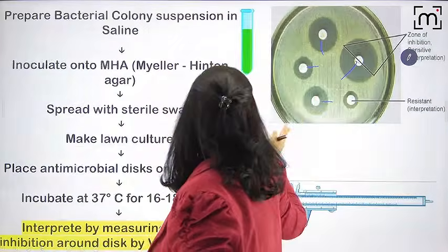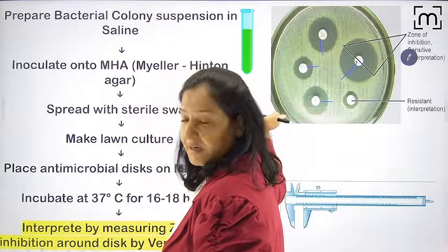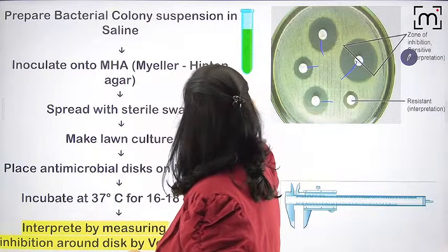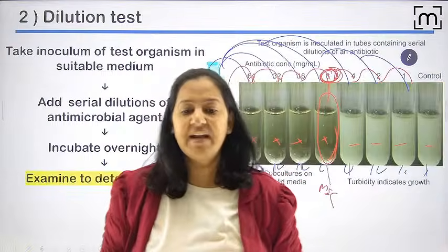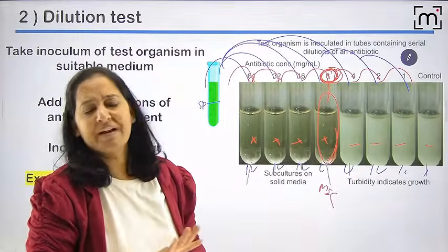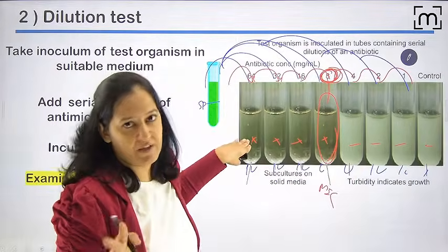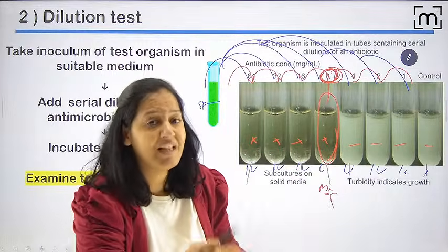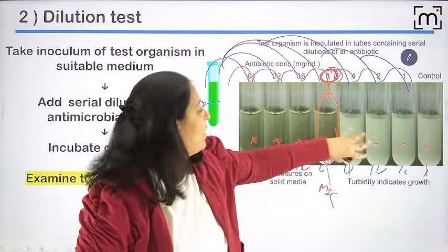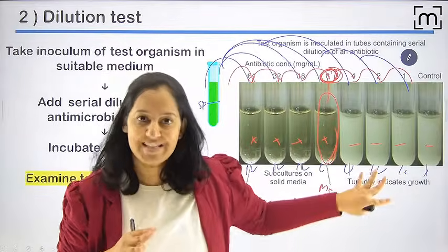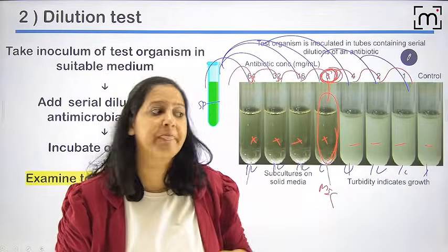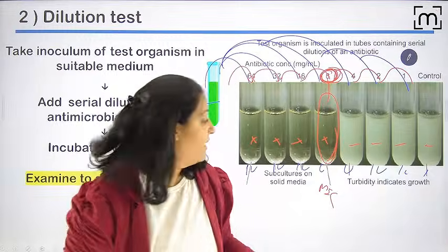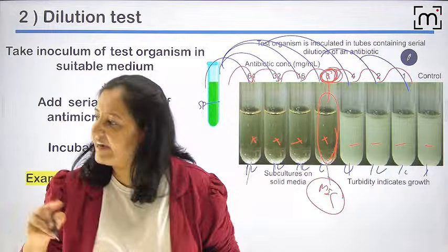So in the first method we can't tell MIC. In that method, we just tell whether the bacteria is sensitive or resistant. Here, if the bacteria is resistant, all of them are turbid, none of them is clear. But here clarity is there, which means the bacteria is sensitive. The antibiotic is able to kill the bacteria, that's why it is clear. So we can say whether it is sensitive or resistant, and not only this, we will be able to say the MIC also. That is the advantage of this method.